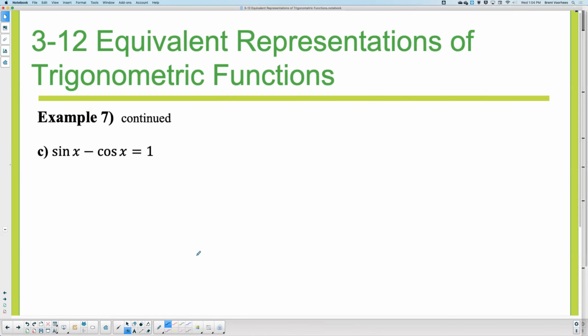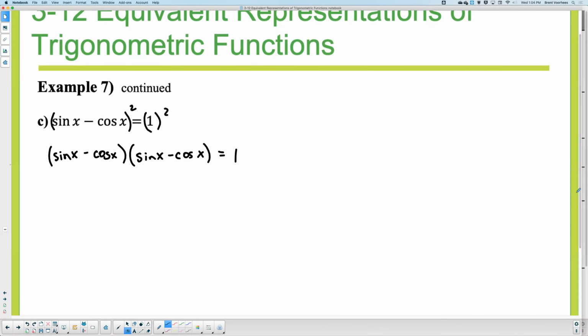Well, algebraically, remember, whatever I do on the left, I have to do on the right. So if I don't want to make this too much more complex, I think the easiest way of trying to get to squares is to square both sides. When you square, you have to square the entire side. So this becomes a sine x minus a cosine x times another sine x minus cosine x, and that all should equal 1 squared, which is just 1. So I'm doing an algebraic principle here.